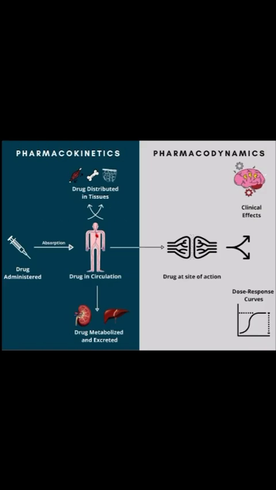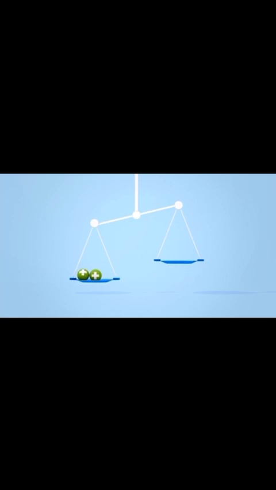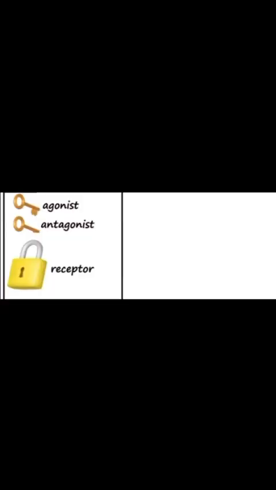Pharmacokinetics is what the body does to the drug, whereas pharmacodynamics is what the drug does to the body. An adverse effect is a negative effect that wasn't predicted, whereas a side effect is predicted. Drugs follow a lock and key mechanism where the drug is the key and the receptor is the lock.